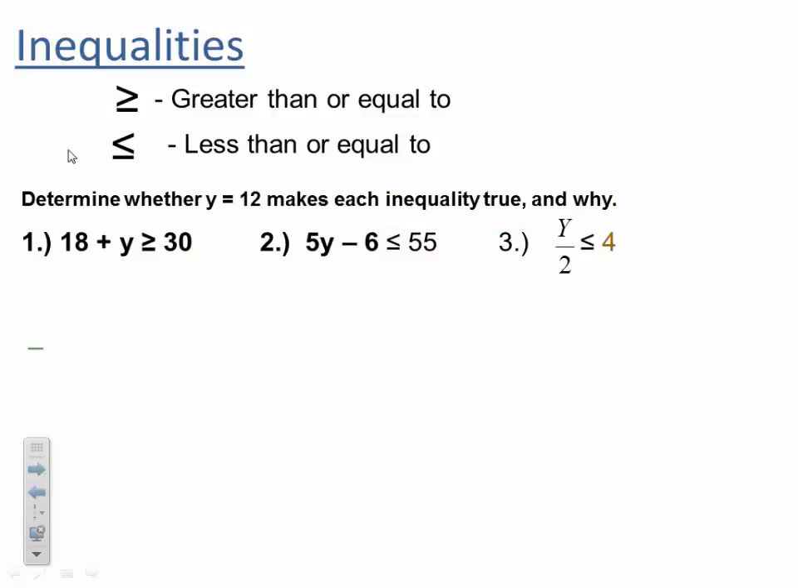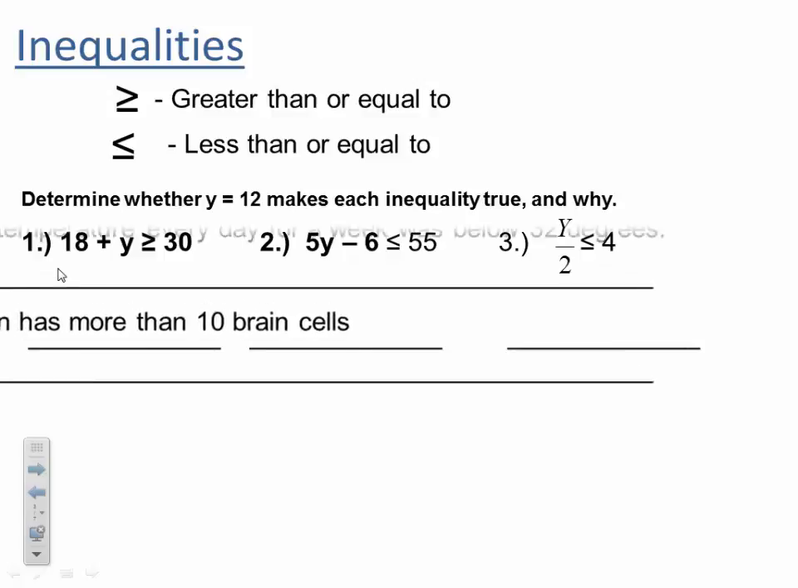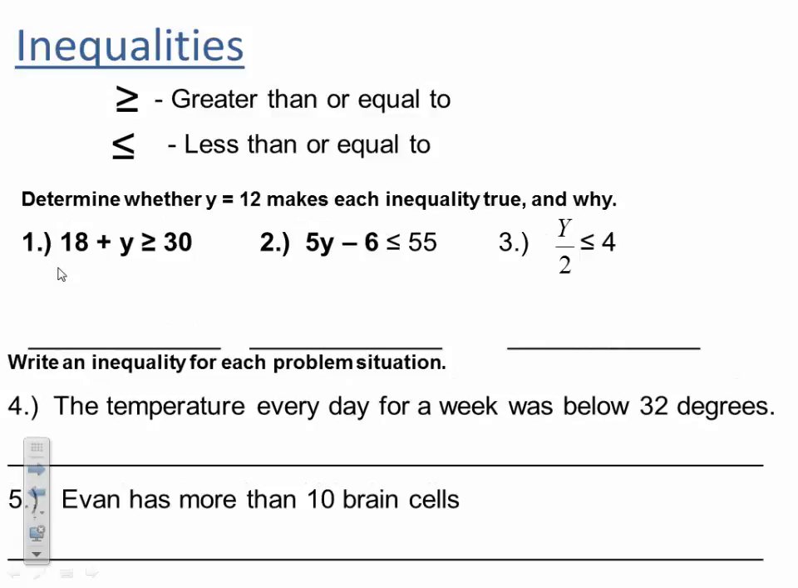Okay, so your first line of work here says determine whether y equals 12, so we're saying the variable y is 12, makes each inequality true. Okay, show your work, obviously. So let's take, for the first one, go ahead and substitute 12 in for y. And if you do that, it should look like what you see here in the red. Okay, add 18 and 12 and write it down.